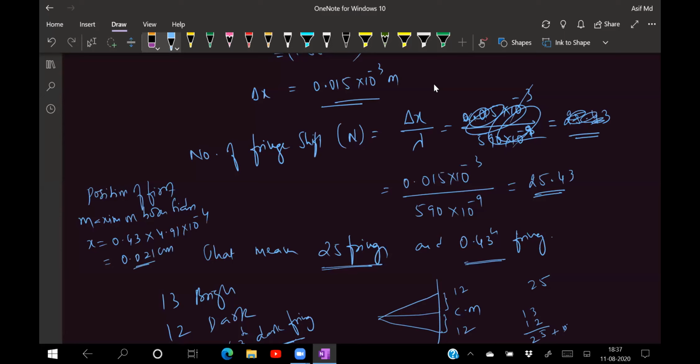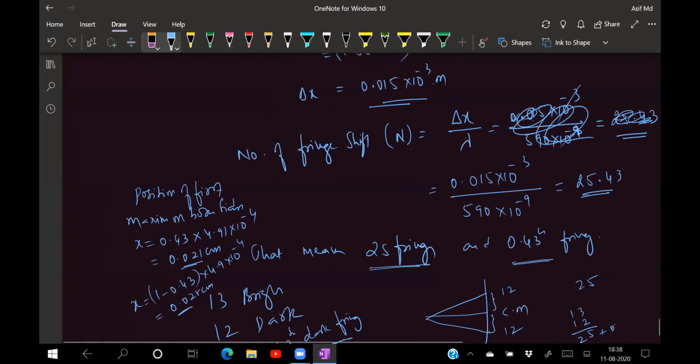That means where the bright fringe is asked, x will be equal to (1 − 0.43) × 4.91 × 10^-4. So this will be 1 minus 0.43, that is 0.57, into 4.9. It is approximately 0.028 centimeter. Okay na? So that must be the answer for that. వచ్చింది అందరికి?